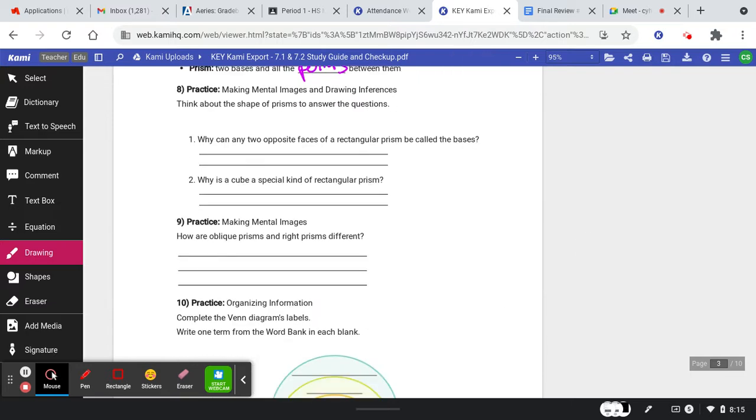Why can any two opposite faces of a rectangular prism be called the bases? Because all the faces of that shape are rectangles. And then why is a cube a special kind of rectangular prism? You can imagine a cube is a square on all the sides. All its faces are congruent rectangles, or all its faces are squares.